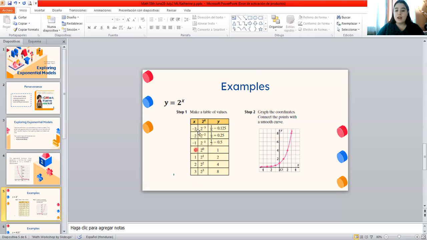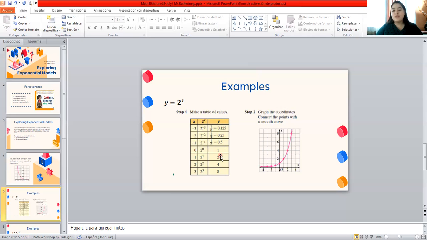Then 0 for x, the equation 2^0, and for y we have the result of 1. Then 1 for x, changing the x for 1, so 2^1, and for y we have 2. Then 2 for x, the equation 2^2 equals 4. Then 3, the equation 2^3 equals 8, the answer for y.